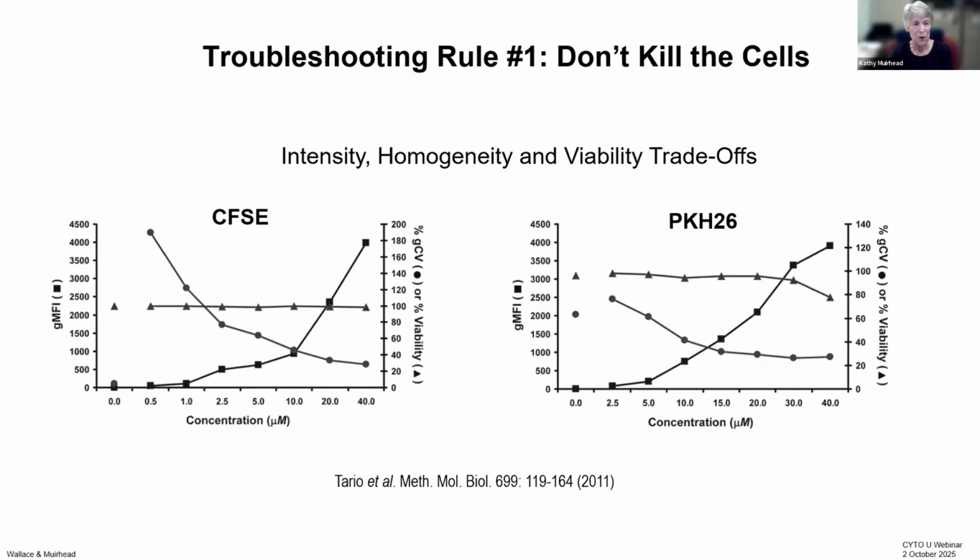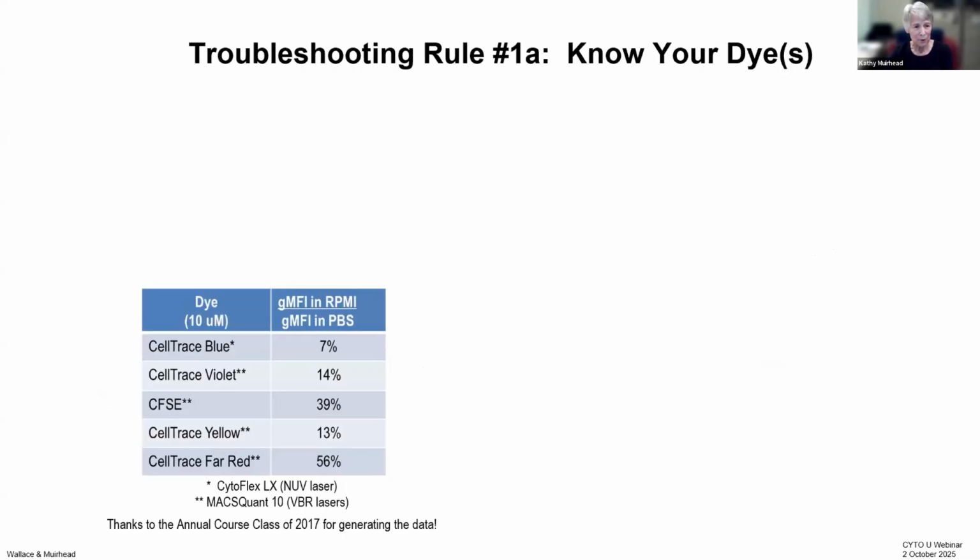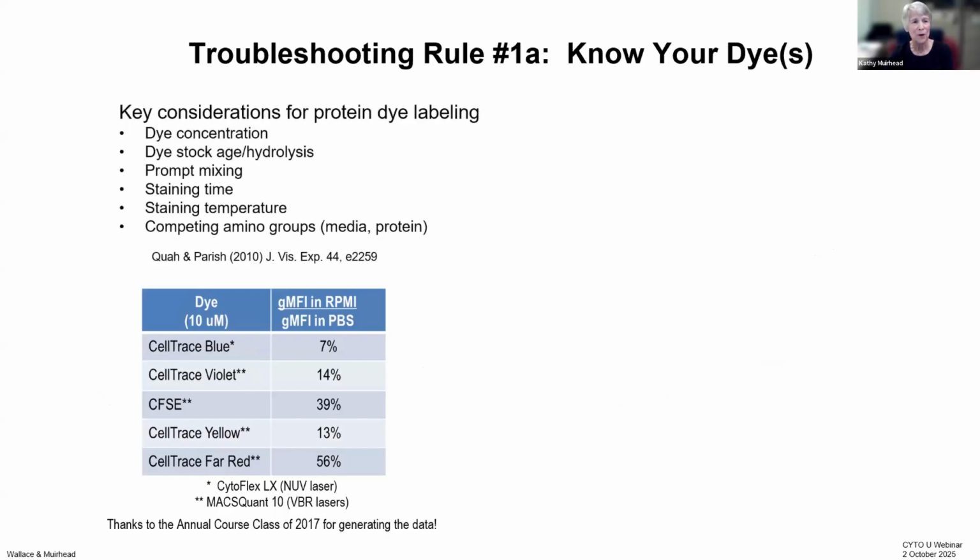The next thing you want to do is make sure that you know what the critical factors are for the type of dye you're using. For the protein dyes, it's most often making sure that you have a fresh dye solution, because there are two esters involved in getting that dye into the cell and to bind to the protein. If either of those hydrolyze, your staining efficiency will go down. Your staining intensity will matter depending on the staining time, the temperature, and how many competing binding sites there are.